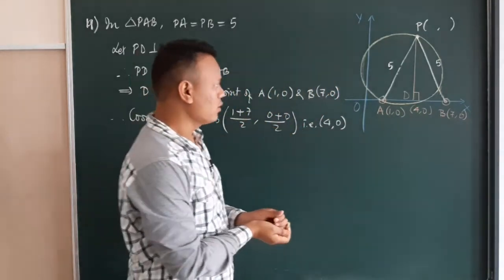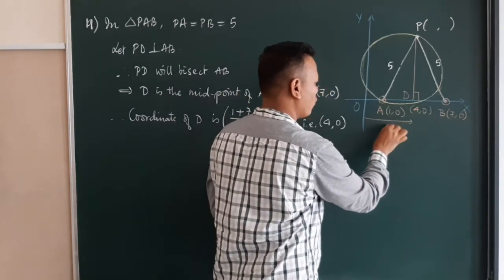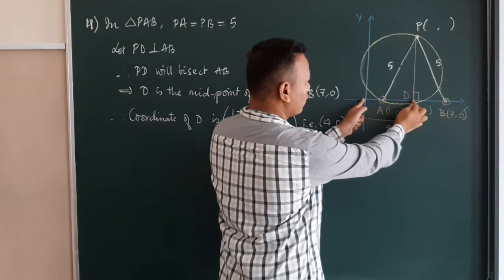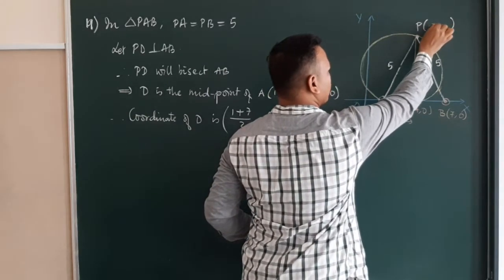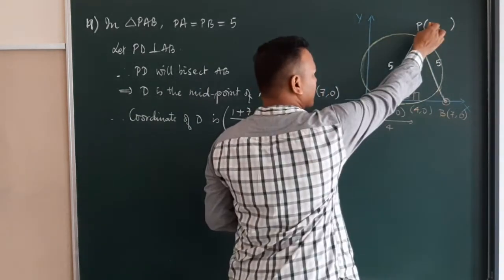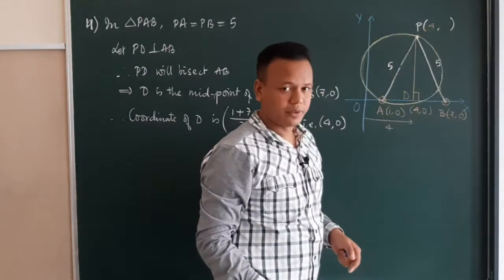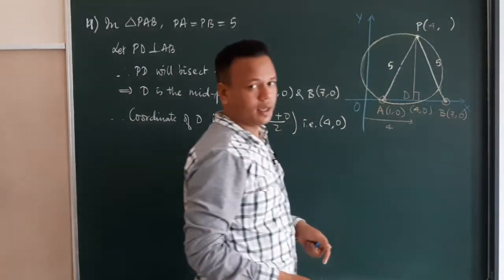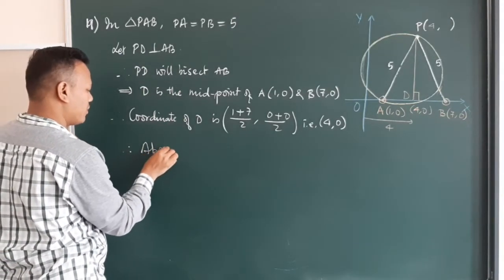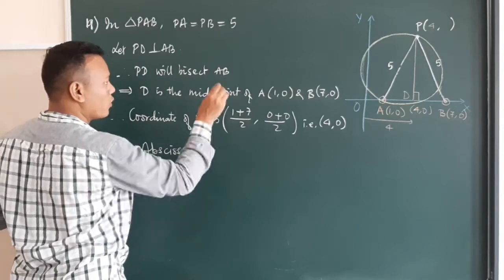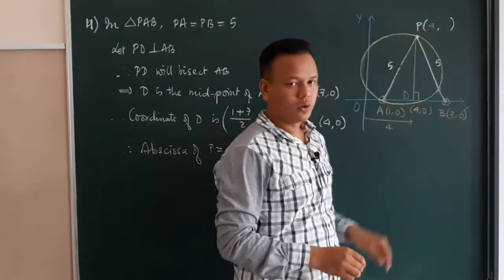Okay, now if you see here, this 4 is from here to here, right? So from here to here is 4. So that's why if this is 4, then this also has to be 4. So can I say that the abscissa is 4? Yes, because abscissa means from here to here, whatever the value is, that will be the value of the abscissa. So my value for abscissa will be 4 here. Therefore, the abscissa of P will be equal to 4.